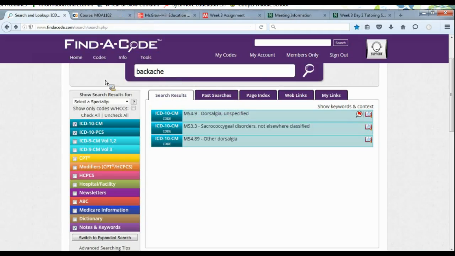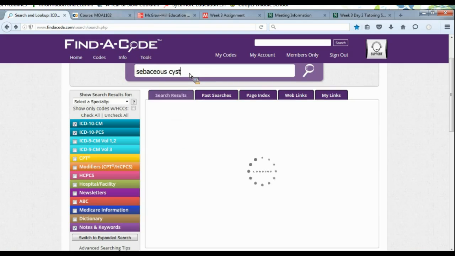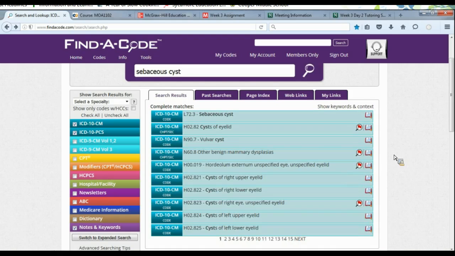Let's go. What code would you choose here for sebaceous cyst, for letter F? Sebaceous cyst, which one would you choose for this one?